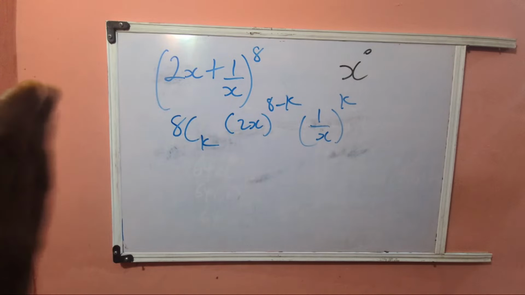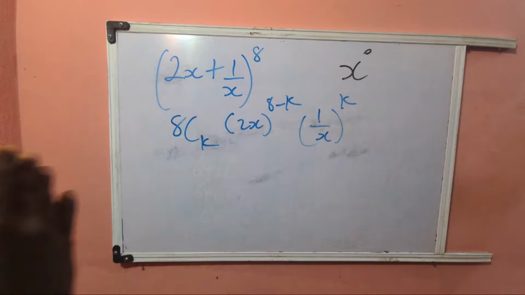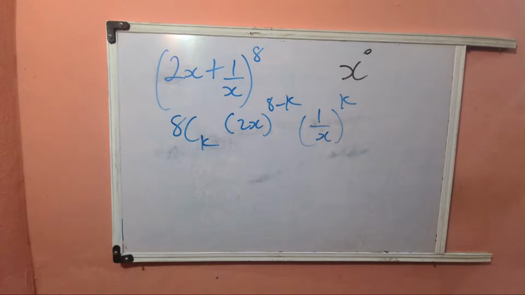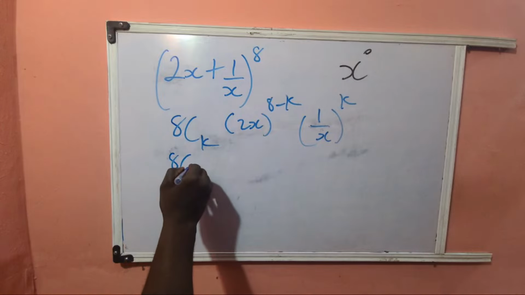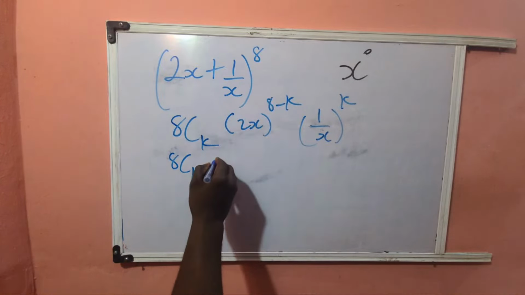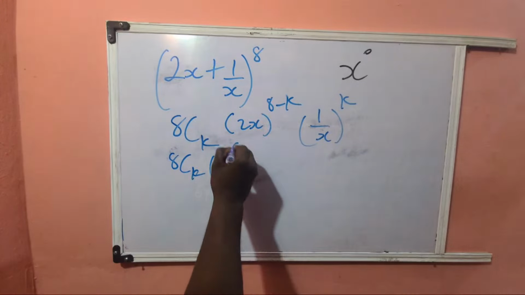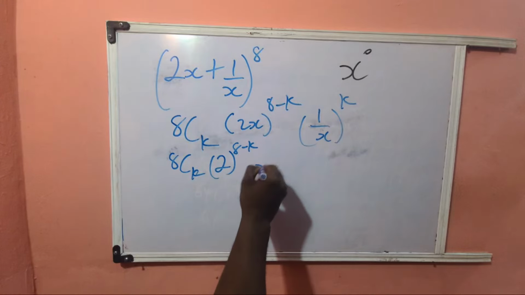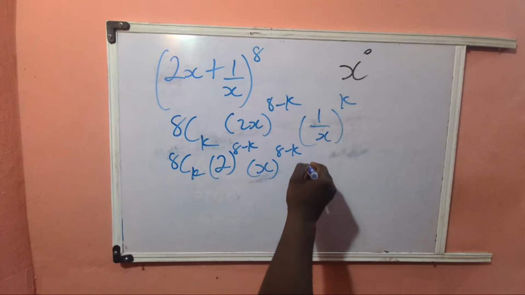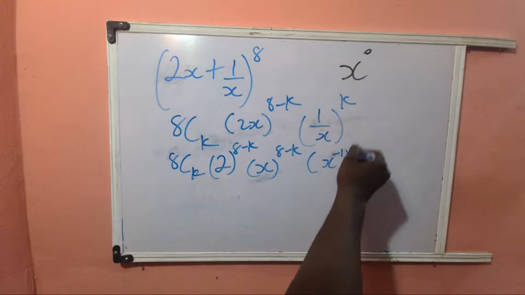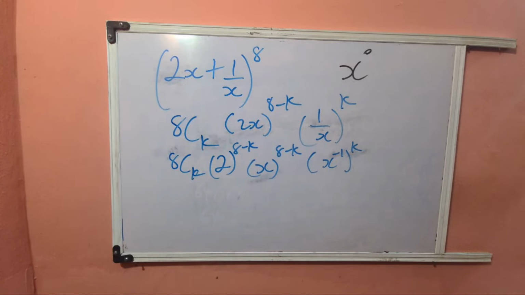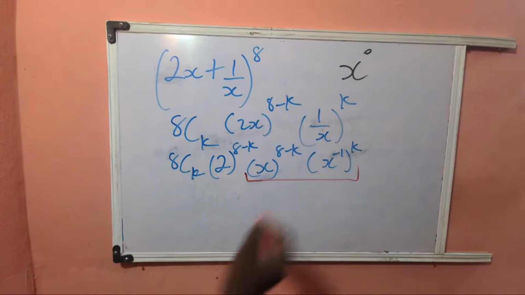Now, please pay attention. I want to isolate the x so that I can find something that will give me my answer. So let me try to isolate the x. We have 8 combination k, 2 raised to power 8 minus k, of course you all understand that, then x raised to power 8 minus k. Then I can write this as x minus 1 raised to power k. I'm sure you can all see now that this is where we can see our x terms.